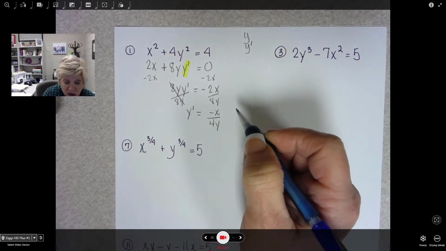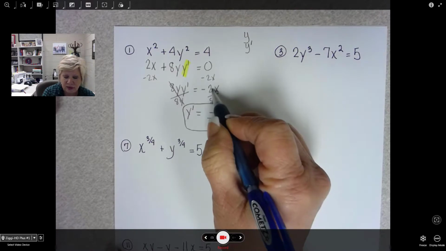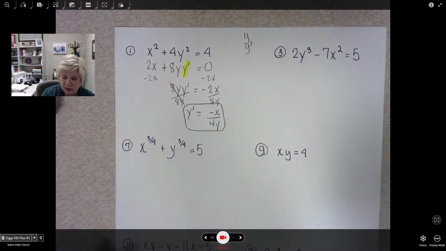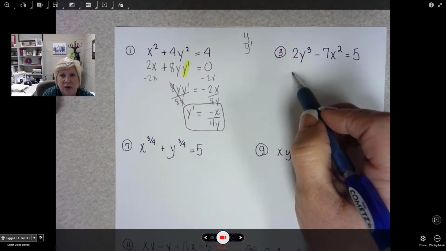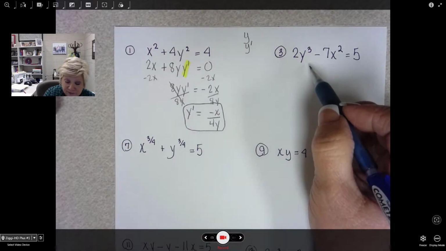I went ahead and reduced all of that at the same time because 2 goes into both 2 and 8. Okay, so that was a pretty basic implicit differentiation problem. So we can move forward here. You can pause the video and work it, or work it with me, whatever.